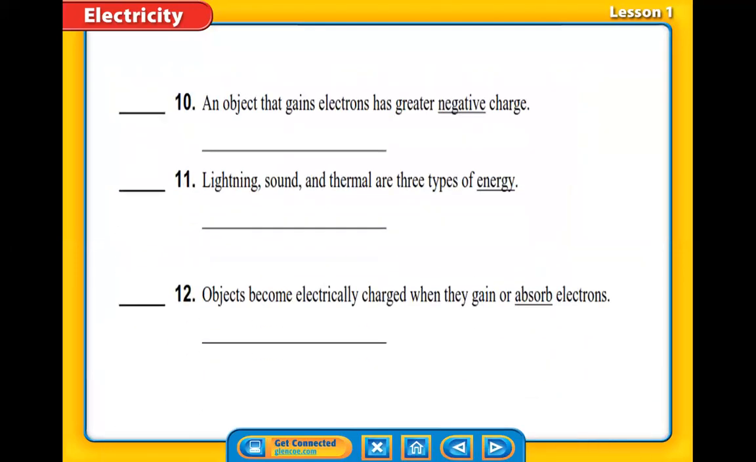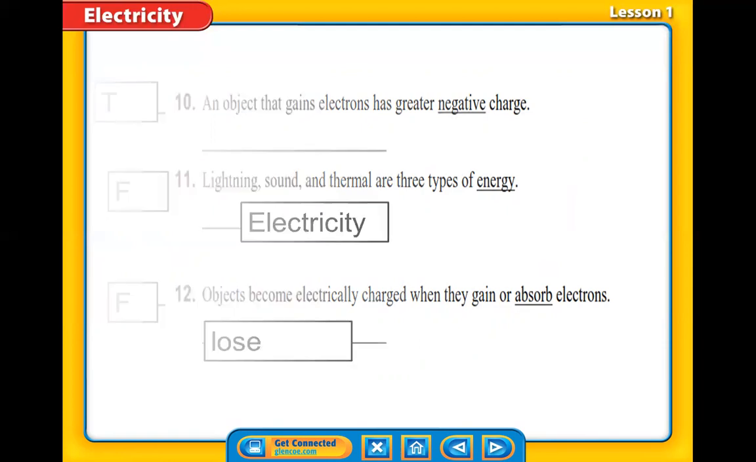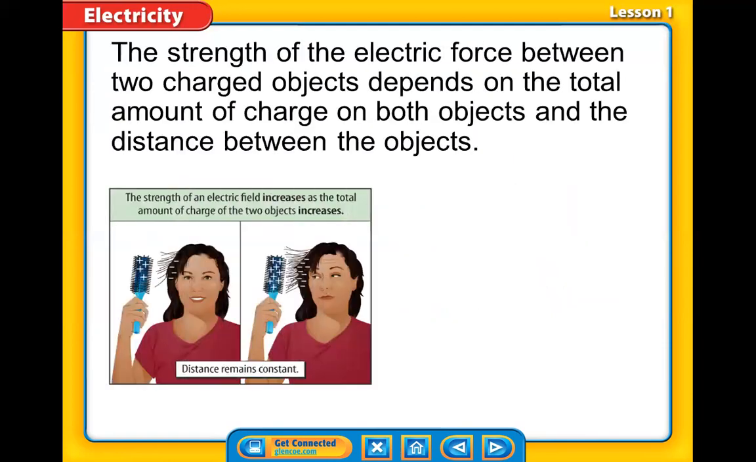Number 10, an object that gains electrons, which means it takes more electrons, gains more negatively charged particles, will have a greater negative charge. Number 11, lightning, sound, thermal are three types of energy. False, because lightning is not a form of energy. We can use electricity or light. The last one: objects become electrically charged when they gain or absorb electrons. False, when they gain or lose electrons. So, by this, we studied the two key concepts.